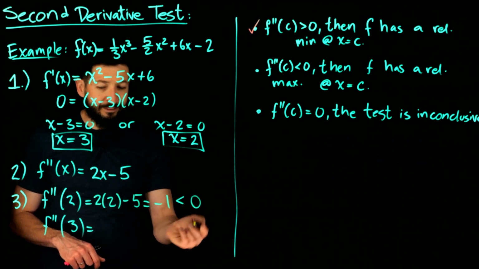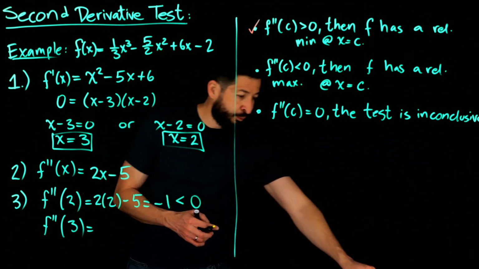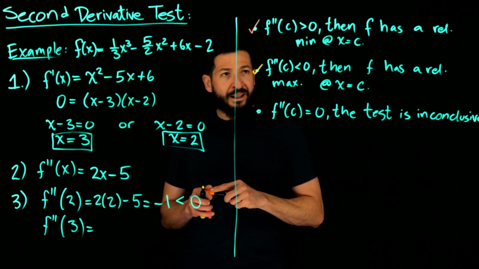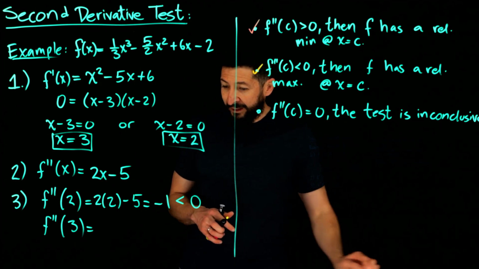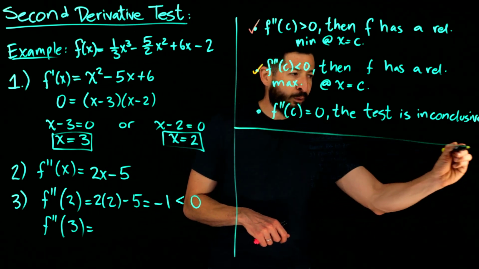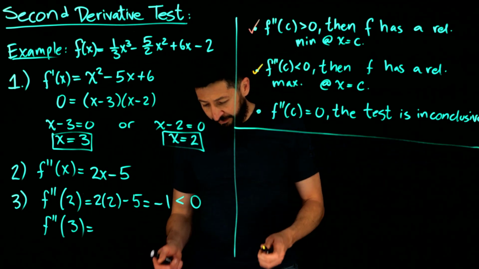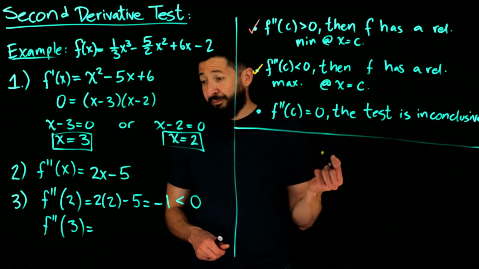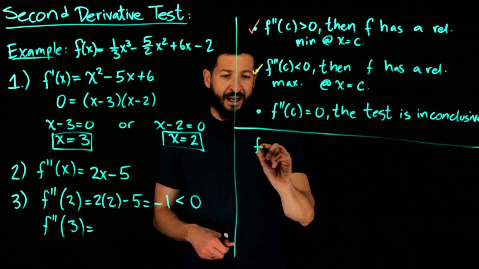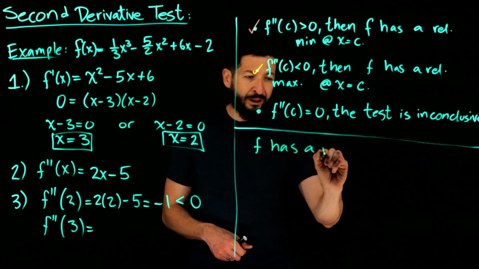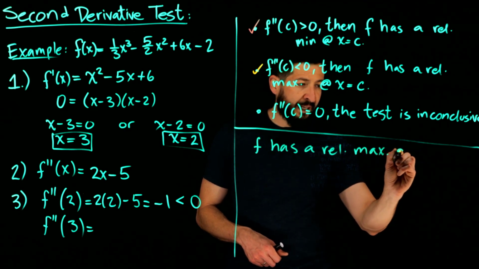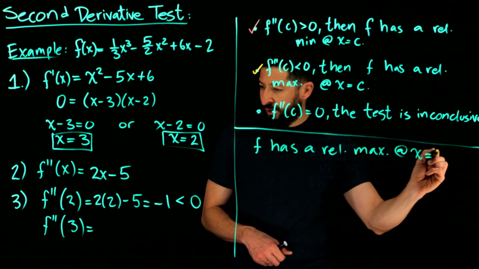It's negative, so I have a relative maximum, because at that point the second derivative is negative, therefore I have a relative maximum at x equals 2. Maybe, because I don't want to erase my table, I'm going to write my conclusion here. I know it's not very organized, but I still prefer to have that there. So f has a relative maximum at x equals 2.